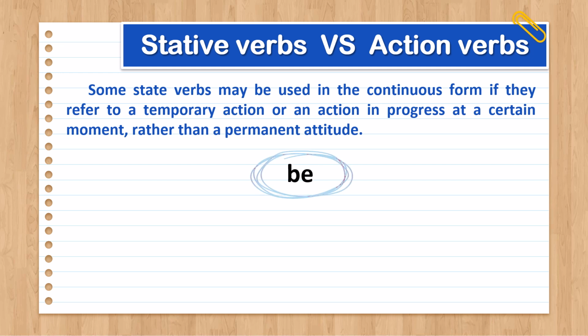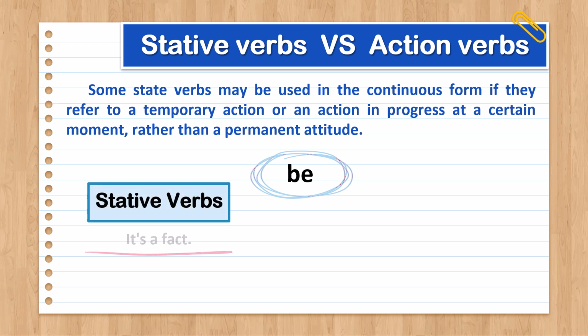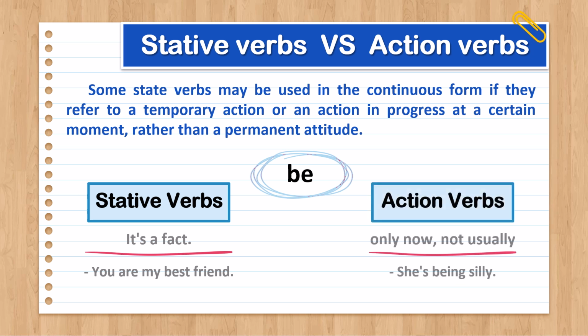Here's another example with the verb be. You are my best friend. This is a fact. It doesn't change. That's a stative use of be. But she's being silly. This is something happening right now, just temporarily. That's an action use. So remember, sometimes even stative verbs can be used as action verbs when the meaning is different.